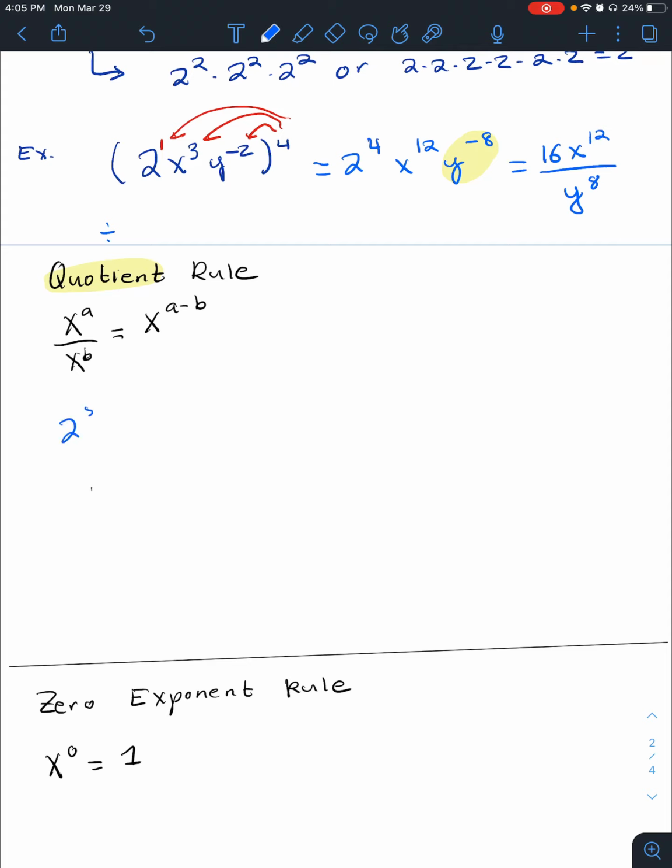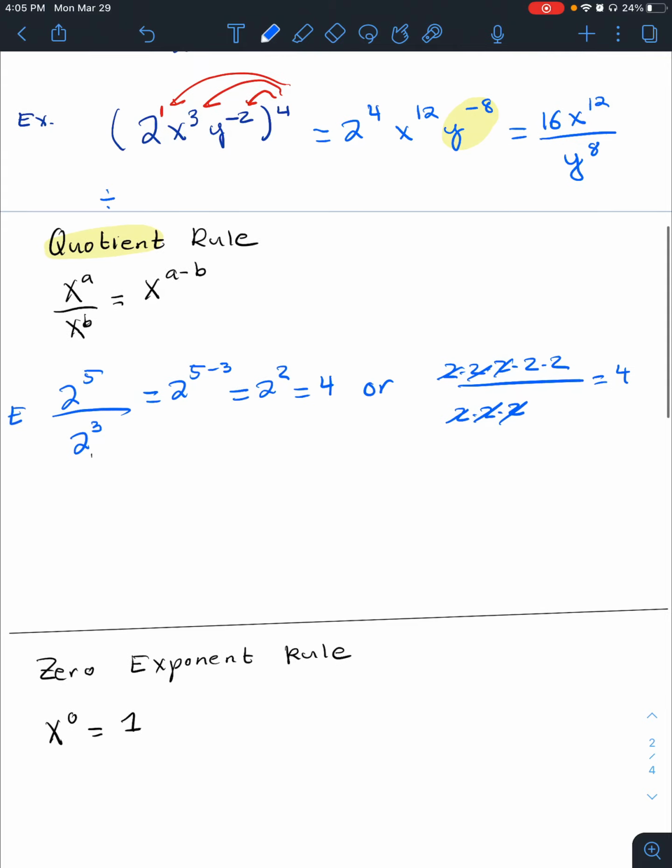So if we have 2 to the power of 5 divided by 2 to the power of 3, we would just subtract the powers, and we get 2 to the power of 2, which equals 4. Or we can do 2 times 2 times 2 times 2 times 2 over 2 times 2 times 2, and divide out the 2's to get 4. So remember, it's always better if we can do it the simplest, quickest way, which is why we have this quotient rule to save time.